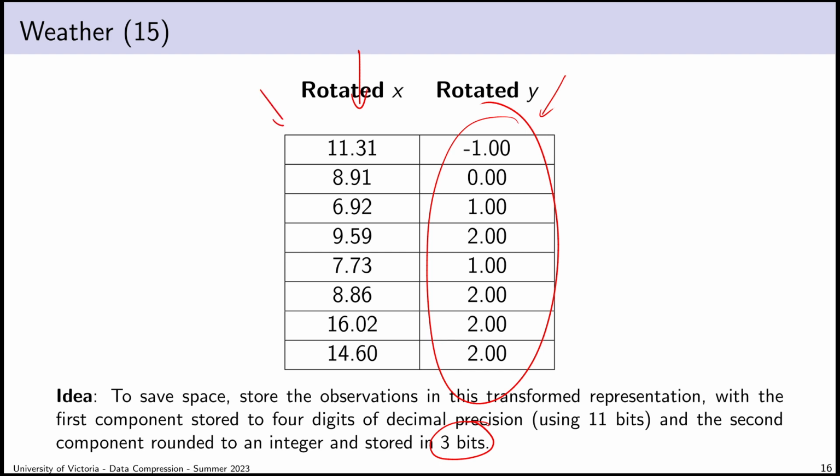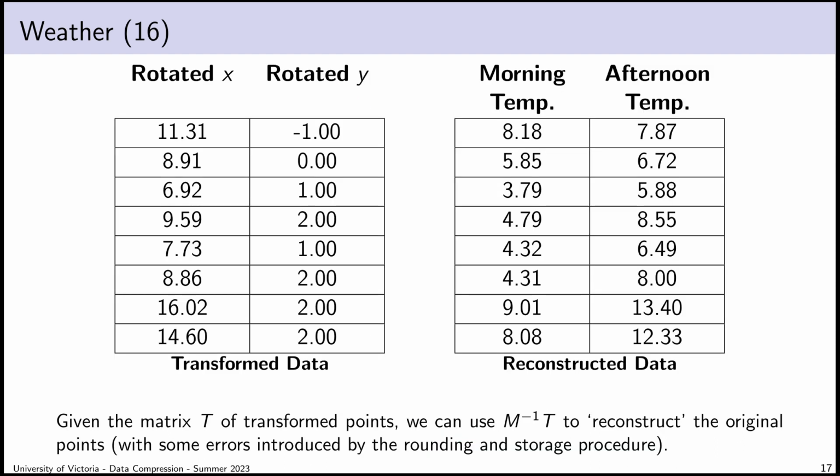I'm still going to store the x value in 11 bits, keeping in mind that 11 bits is arbitrary here, but we just need some point of comparison. But I'm now going to store the y value in 3 bits. So while the original data required 22 bits per row, this data is going to require 14. 11 for the x, 3 for the y. All right, so then I take that transformed data that I've manipulated, so I've wiped out the decimal expansion of the y column to delete data so that I can save space.